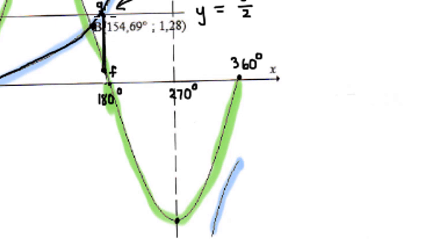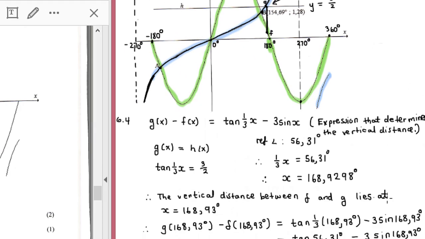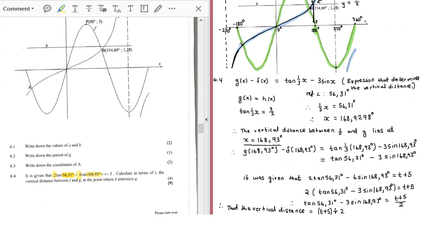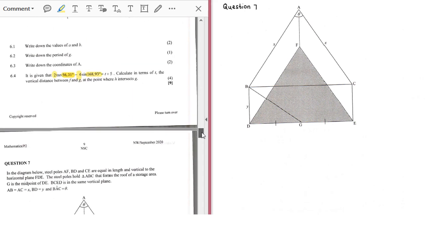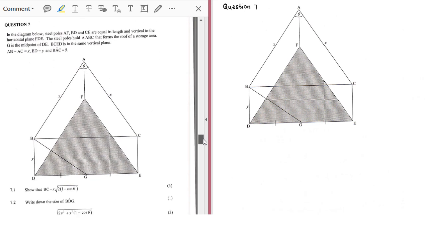And what we did is that we calculated that that vertical distance lies at the x value of 168.93 degrees. We took that angle and substituted it back into the expression which determines the vertical distance. From there, we saw the connection between that expression and what was given to us, and then we concluded the vertical distance in terms of t. Alright, so with that, let's now move on to question number 7.